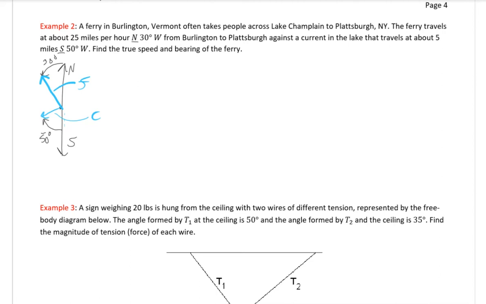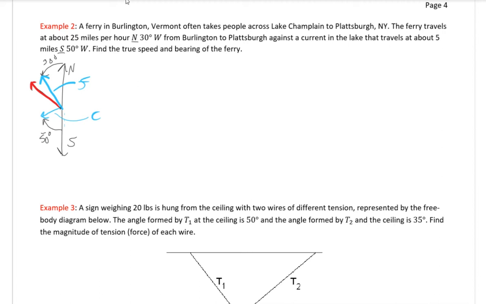What we want to find is the true speed and bearing of the ferry, which is going to be the addition of these. If you combine both the vector that defines the ferry and the vector that defines the current going against the ferry, I should be able to add those together and come up with a new bearing that comes out from this, which maybe I'll put in red. So I want to find the red one.